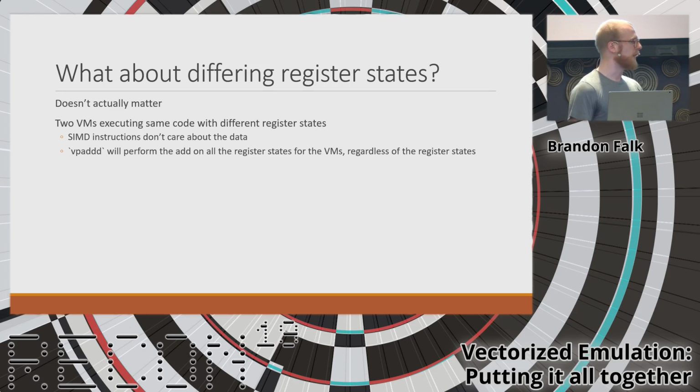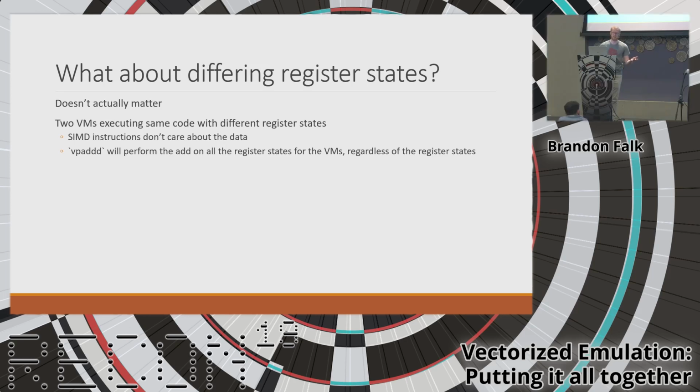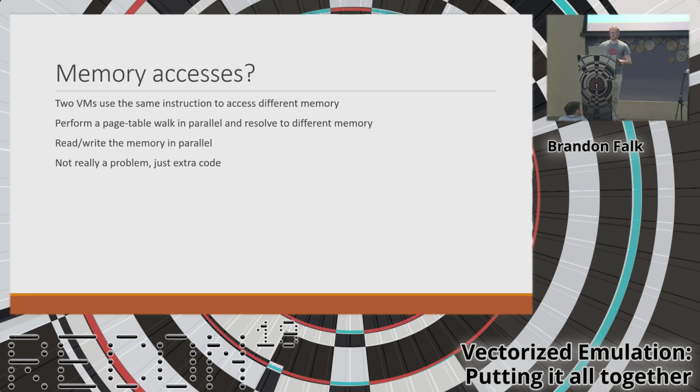Another question that I had was, what do I do with differing register states? In this case, if you think about it a little bit, it just doesn't really matter. All the SIMD instructions are meant to operate on different data. As long as you're performing the same instruction, it doesn't matter what the actual contents of the registers are. It's just going to do the same thing. So obviously, memory accesses are different there.